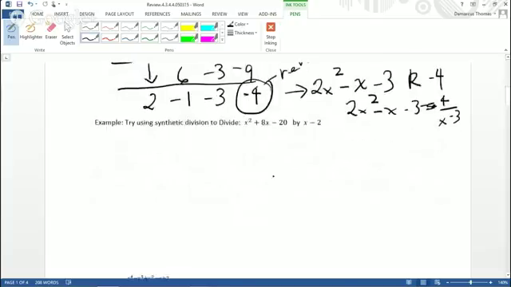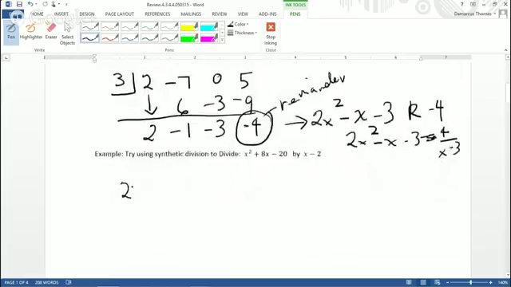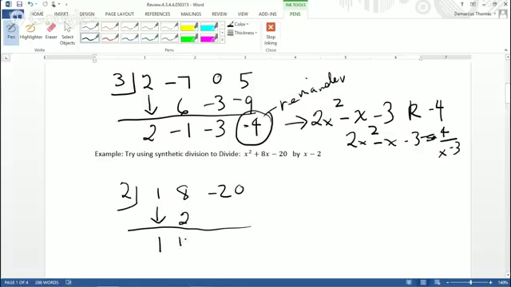Let's do another example. Okay, so we're dividing in this case by x minus 2, so we're going to start with 2. And then we put in 1, 8, and negative 20. And now bring down the 1, and we get 1. What's 2 times 1? Just 2. Add, we get 10. 2 times 10? Positive 20. And when you add, we get 0. And this is great. Because we got 0, we know that this goes in evenly. X minus 2 goes in evenly into x squared plus 8x minus 20. And so our new polynomial would be x plus 10.